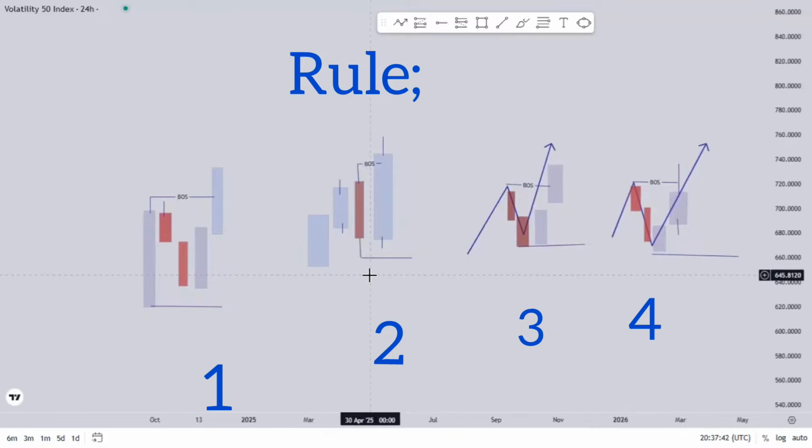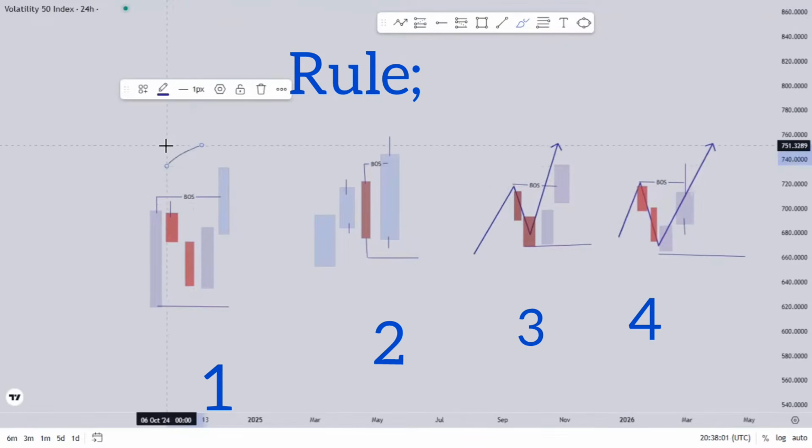All right. Let's go into it and see whether you're right or wrong according to the strategy we have been trading for a while. First of all, the first one, is it a valid break of structure? Absolutely no. This scenario is not a valid break of structure.